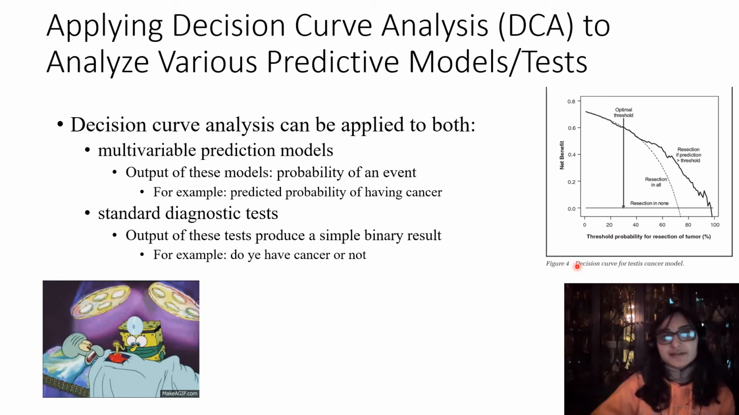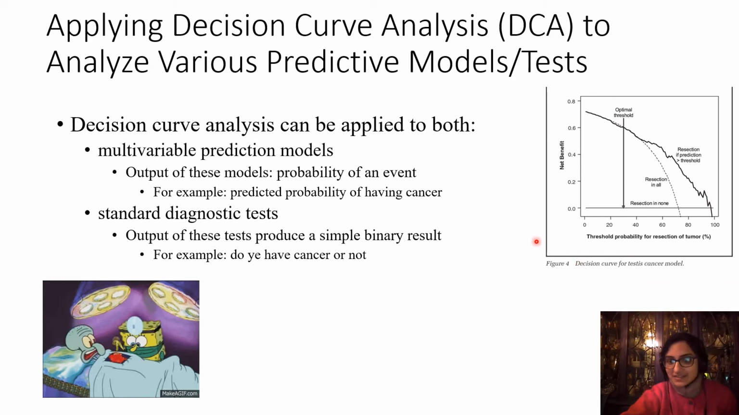So, decision curve analysis can be applied to analyze various predictive models and tests. We can look at multivariable prediction models, and the outputs of those models typically are the probability of an event. So, for example, what is the predicted probability of us having cancer? Or we can also look at standard diagnostic tests, and the output of these tests produces a simple binary result like, do you have cancer or not? So, decision curve analysis can be applied to these various predictive models and tests, so it has a wide scope of application, which is key.